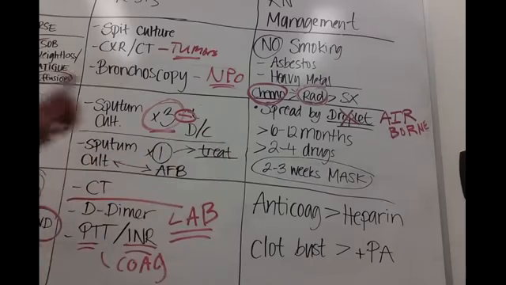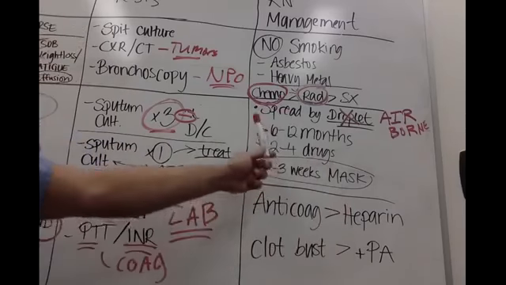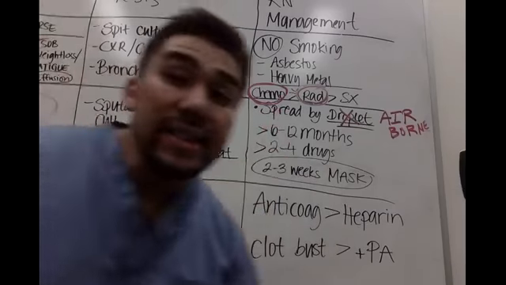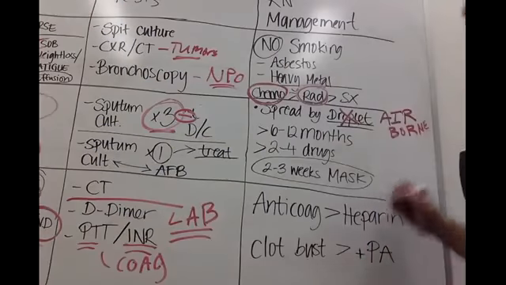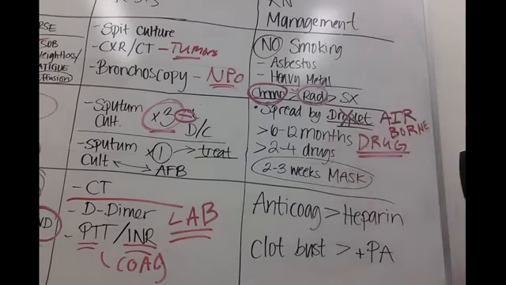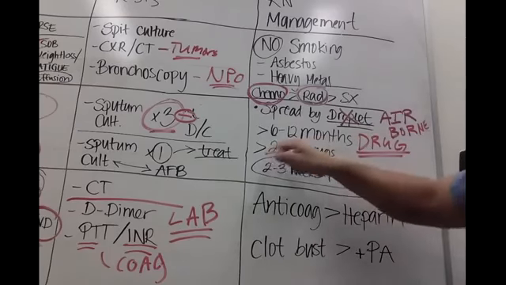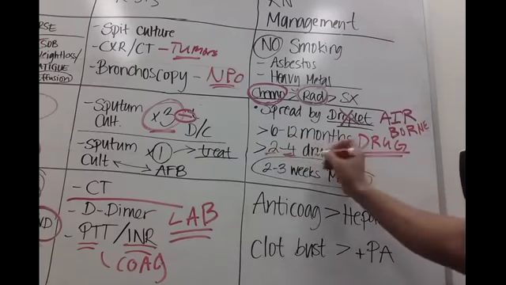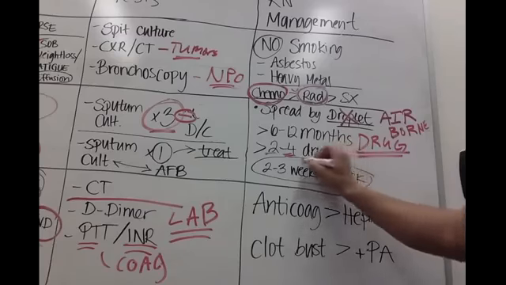Now, what do we tell your patients with TB? Well, we have 6 to 12 months worth of drug therapy, okay? All these drugs are very, very hard on the liver. 2 to 4 drugs your patients are usually prescribed.